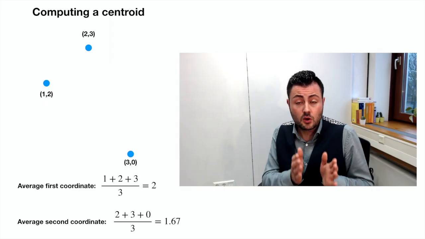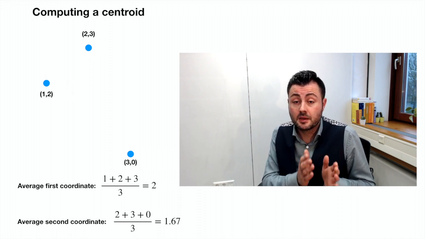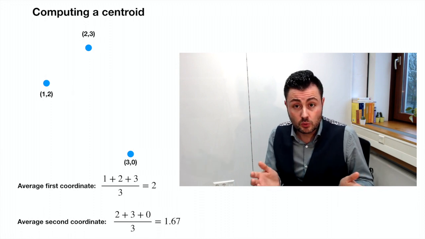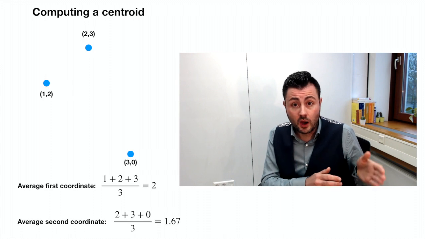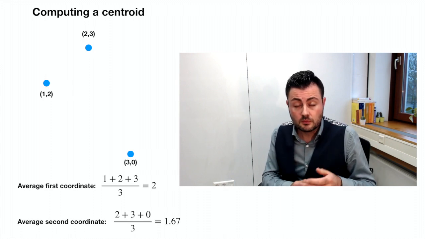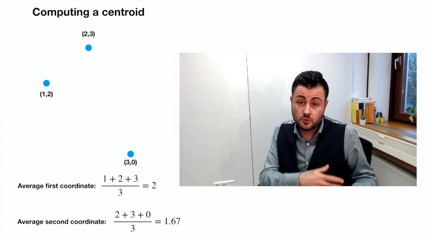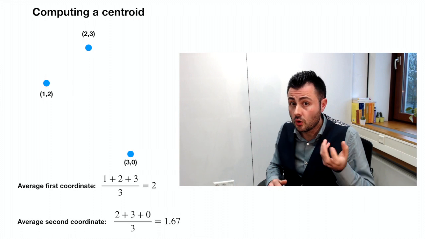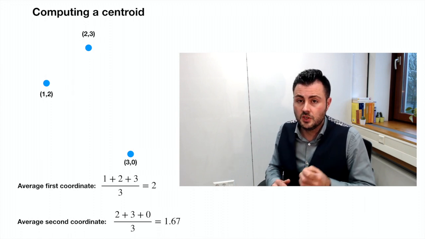The first coordinate of the centroid is nothing more than the arithmetic mean of the first coordinates of the different observations. So for us, the first coordinates are 1, 2, and 3. The average of 1, 2, 3 is 2, because we sum them, we divide it by 3, and this is 2. 2 will be the coordinate of the centroid for what concerns the first feature.